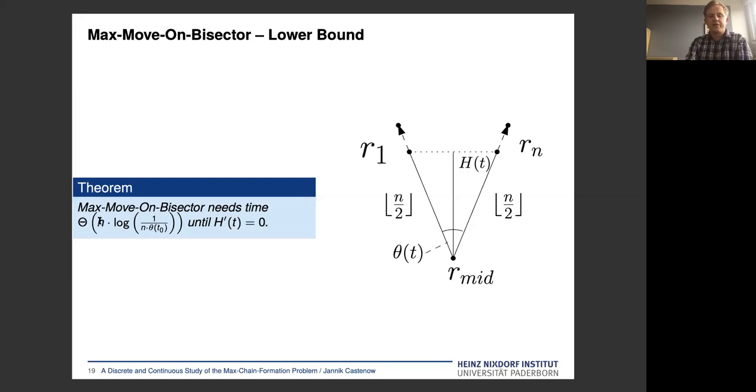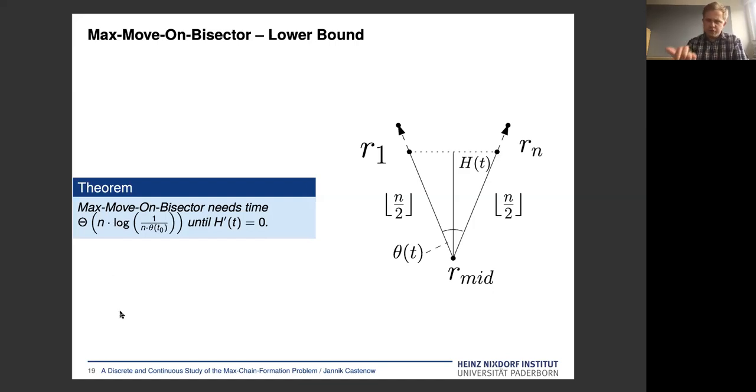Here we get a lower runtime bound of n times the logarithm of 1 divided by n times this angle. And this angle is essentially in the order of the delta we have seen before. So we essentially get the same runtime bound here. We only miss a factor of n here.